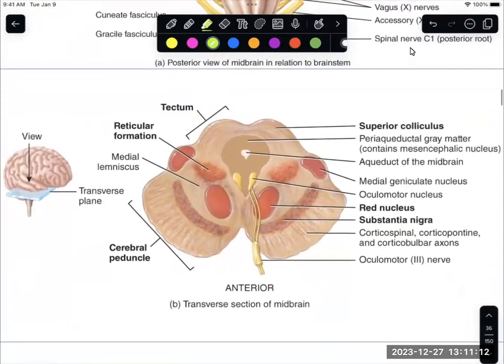So here, if we see a slice across, you can see that red nucleus, that substantia nigra coming out. We have the oculomotor nucleus with that oculomotor nerve coming out. We mentioned the cerebral aqueduct. Here's just that superior colliculus.